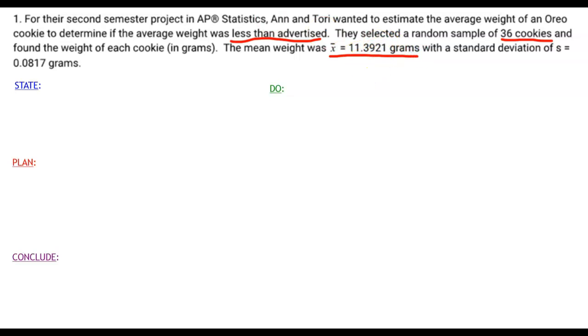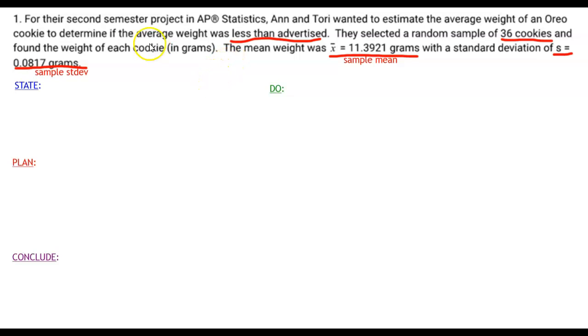Keep in mind that this is a sample mean. And similarly, this is a standard deviation of s equals 0.0817. They tell us it's a sample standard deviation because they told us it's the standard deviation from a sample. And they also tell us that it's lowercase s rather than sigma. That tells us it is from the sample, not from the population. So for this particular question, we're going to make a confidence interval for the true parameter, the true mean of the weight of Oreo cookies.